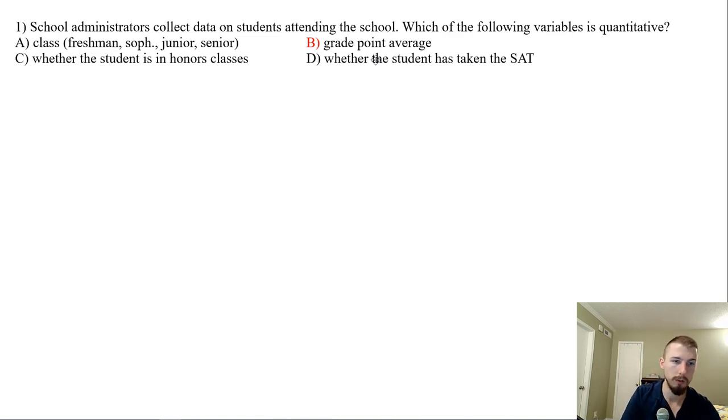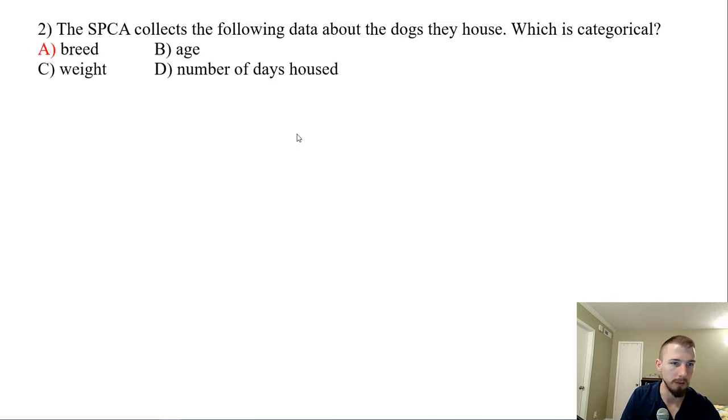But let's look at the other ones real quick. Whether or not the student chooses honors classes, it's going to be yes or no. It's clearly categorical. It's going to sort them into two buckets. Whether the student has taken the ACT, again, yes or no, sorting them into two buckets or categories. So our answer for this one would be B as in Bravo.